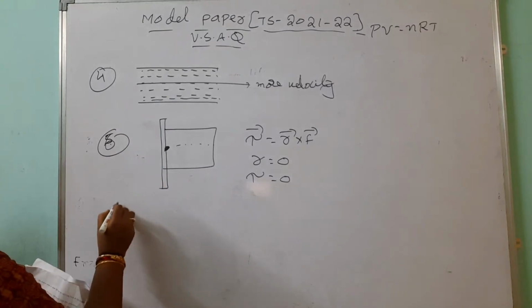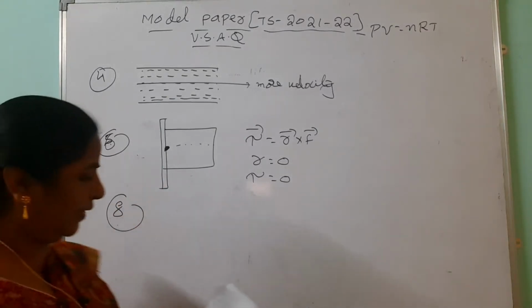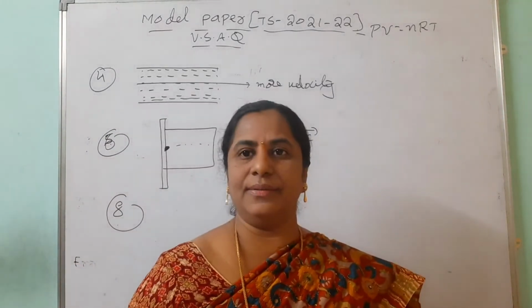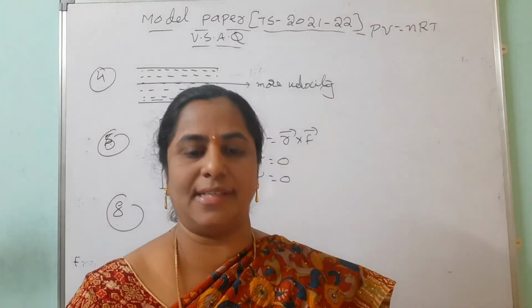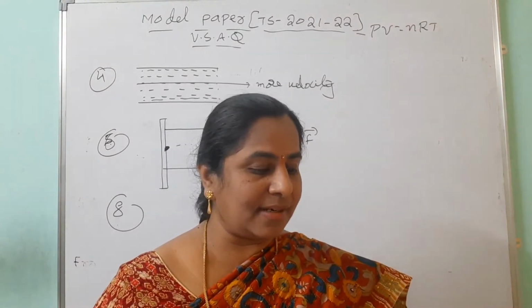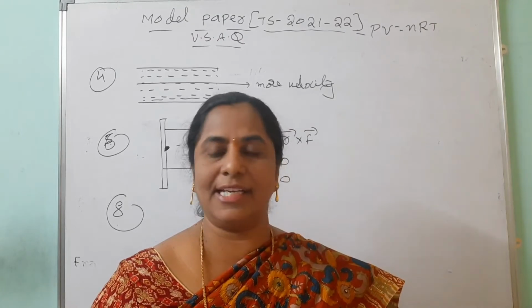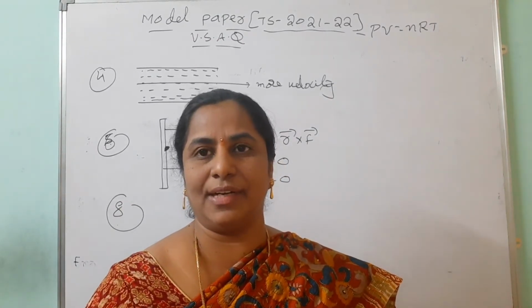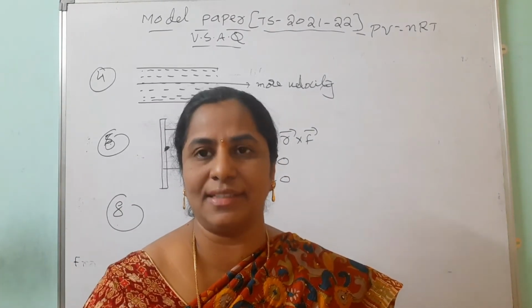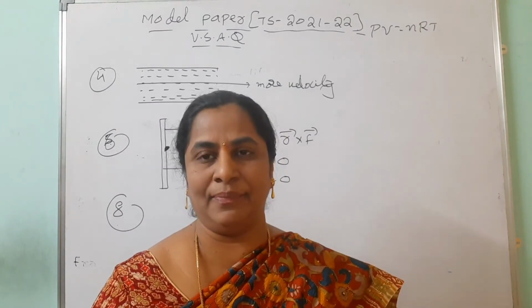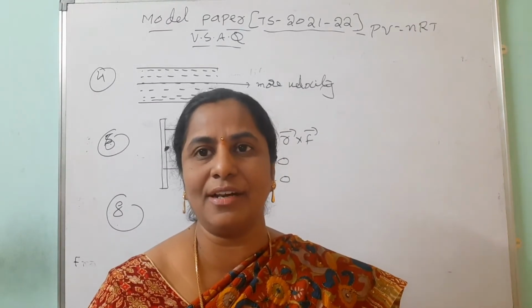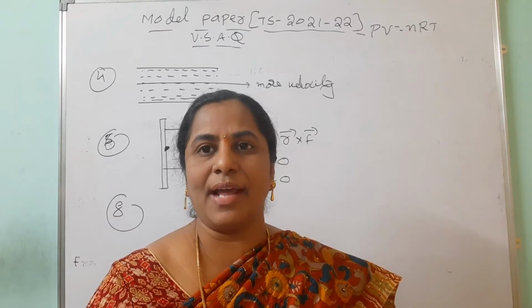Then the eighth one is, look, if a bomb at rest explodes into two pieces, the pieces must travel in opposite directions. Explain. First thing you should write is, from the law of conservation of linear momentum. Means if there is no external force on it, then what happens?